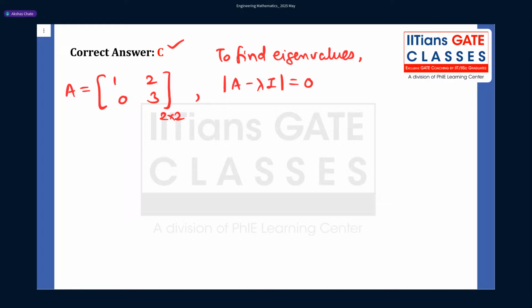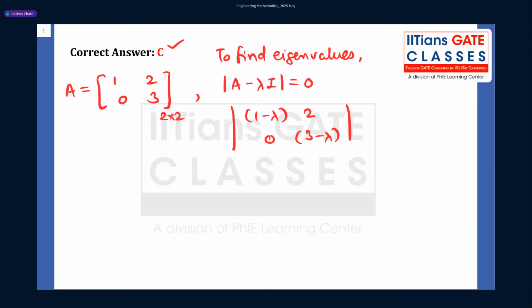And if it's a 3 cross 3 matrix, it will be a cubic polynomial, and you'll get three values of lambda. Okay, so depending on the nature of lambdas, various inferences can be drawn. But in this question, they are just asking you to find the lambda values. Okay, so if you use the classic definition, you know this procedure to find the eigenvalues, it is pretty straightforward.